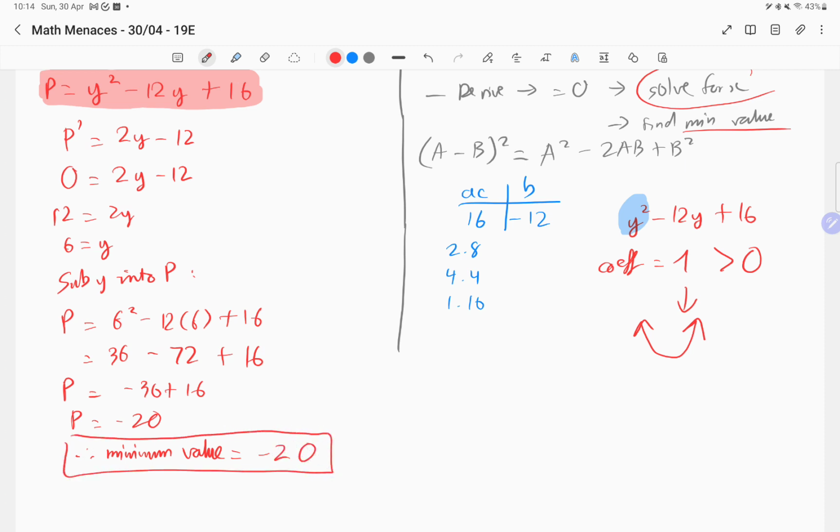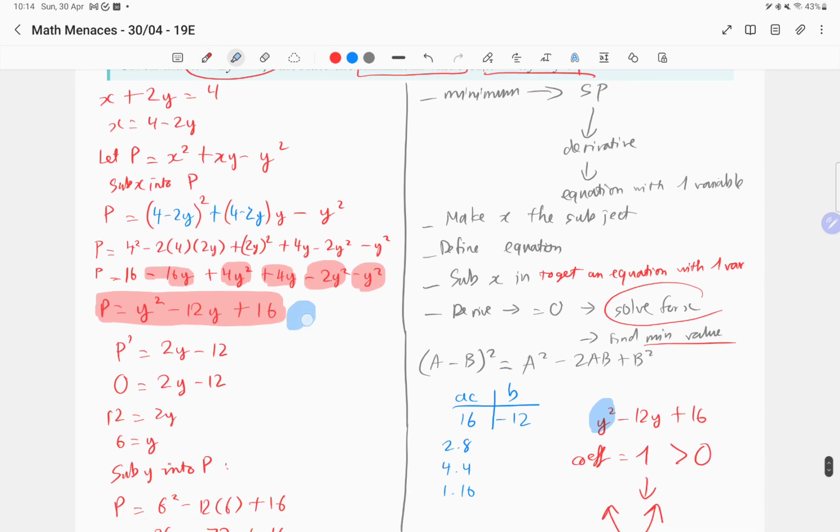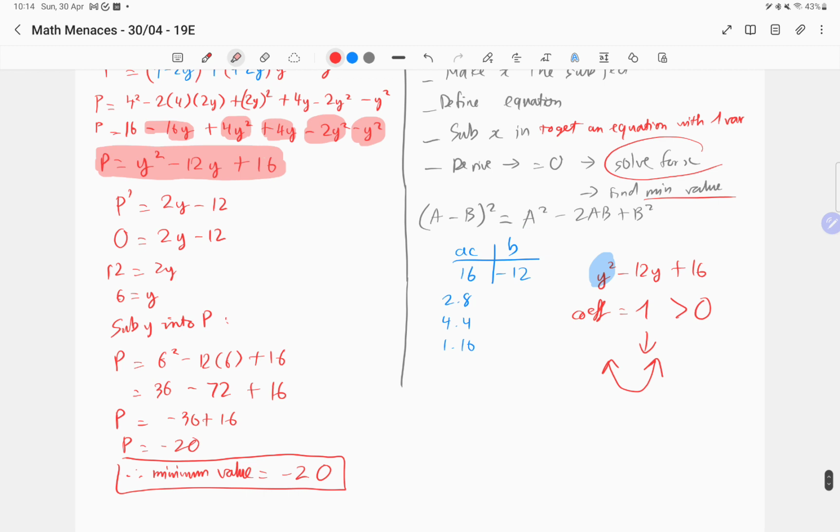So what they're saying is that if you were to sketch a graph of x squared plus xy minus y squared, and you have a restriction where x plus 2y equals 4, that graph, when you sub it in, you will get this equation, the y squared minus 2y plus 16 here. Can you substitute into the original one as well? You can, but then you need to find x. If I found x, can I just substitute? Yeah, you can, yes.